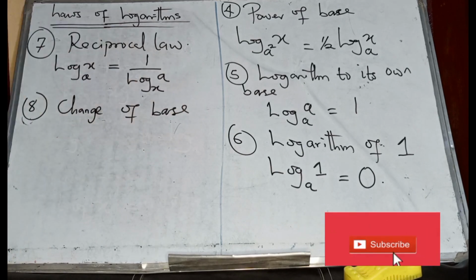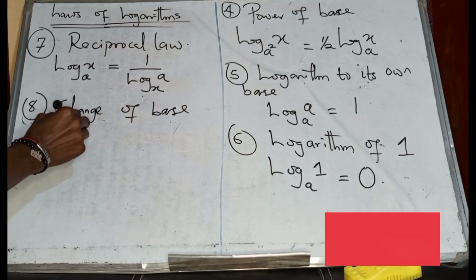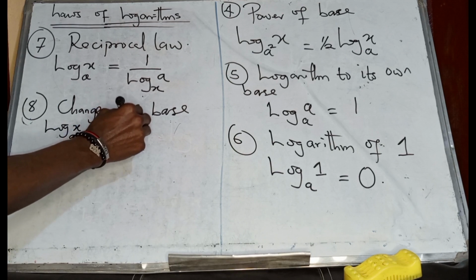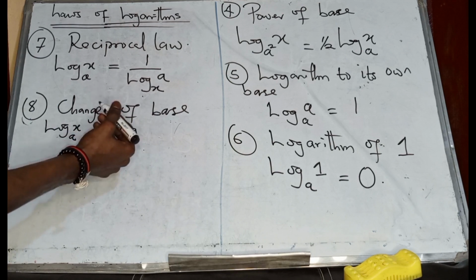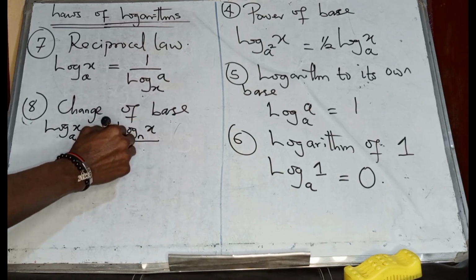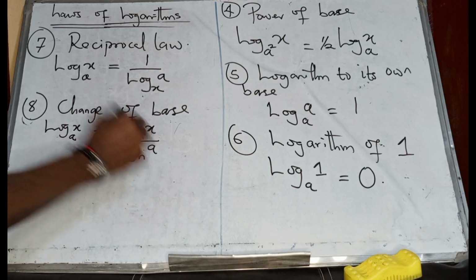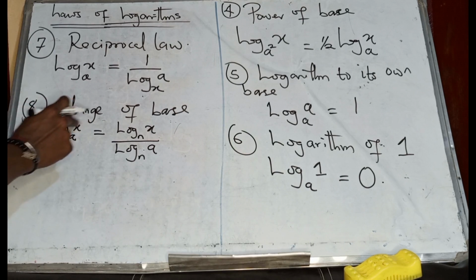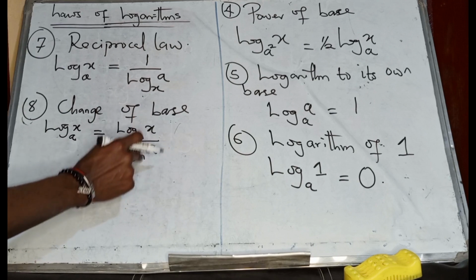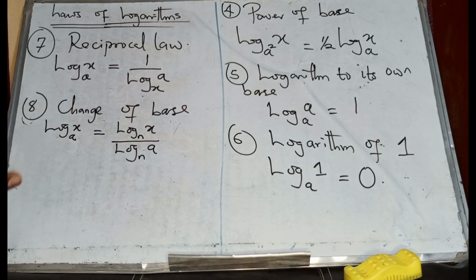Now for law number 8, the law number 8 would be the change of base. For instance, if I have log x to the base of a, by the law of change of base, introducing base n, we have log x to the base of n, all divided by log a to the base of n. So log x to the base of a becomes log x base n over log a base n. This n could refer to any number which will be suitable for your solution.